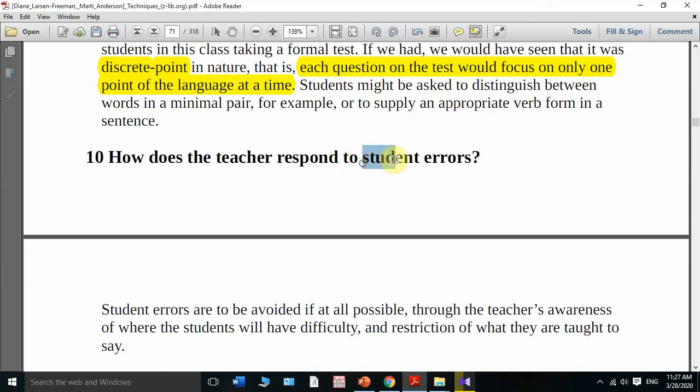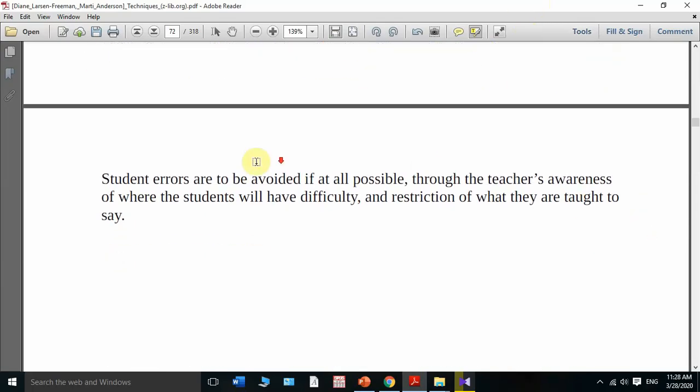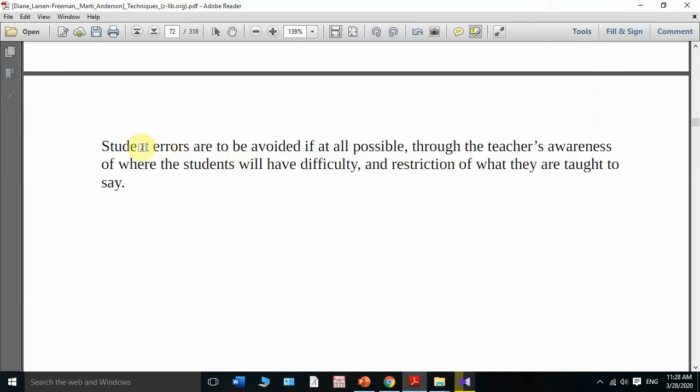And the last question: how does the teacher respond to student errors? So error correction. How do we deal with the students' errors? It's important. As we talked about, student errors are to be avoided if at all possible. So we try to help our students avoid any mistakes that they might make, through the teacher's awareness of where the students will have difficulty and restriction of what they are taught to say. So are errors accepted? No. Is it a good sign if our students make errors? In the audiolingual method, no.